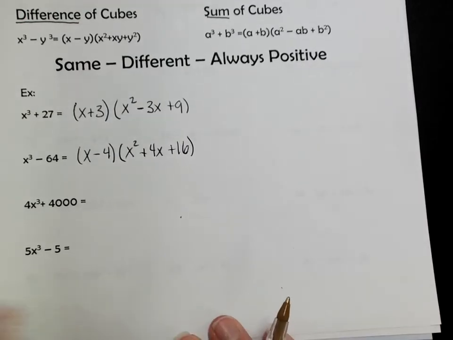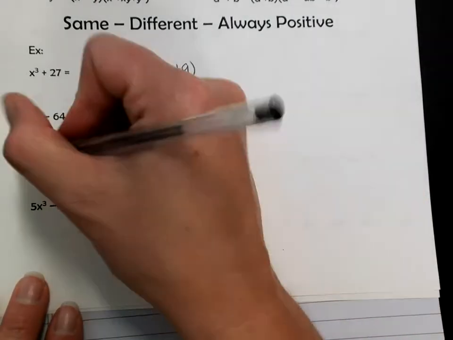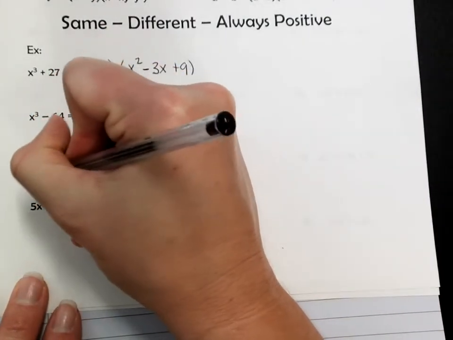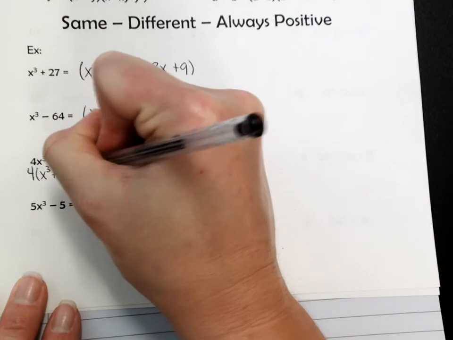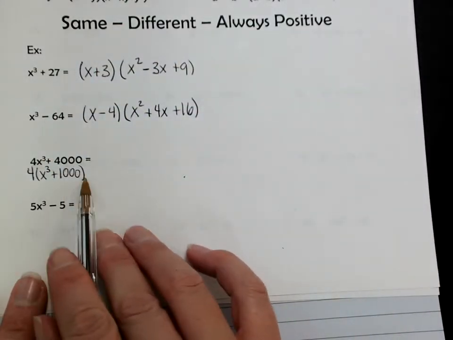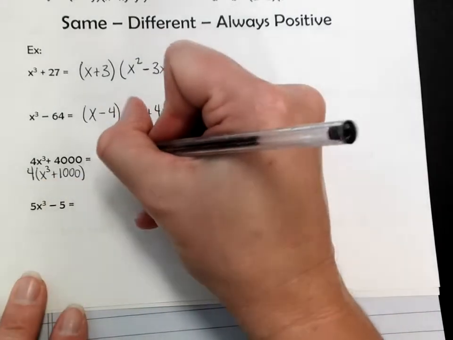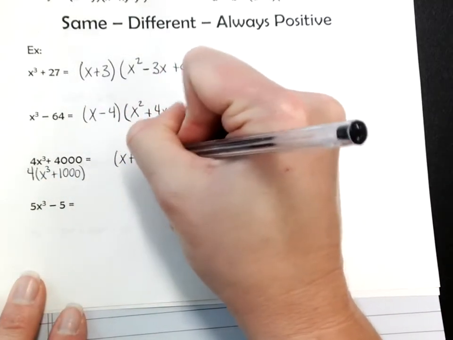This next one, notice that it is actually not a perfect cube as it is, but if you factored out the common factor, remember that's step one, every time we factor out the common factor first, then you're left with something that is a perfect cube. So that's x cubed and 10 cubed. So again, you're going to have an x plus 10.